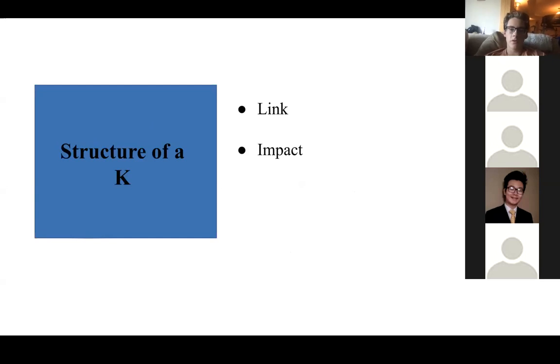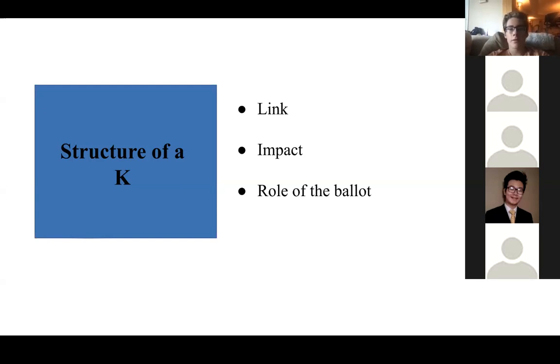Now let's talk about the structure of a K. Pretty simple. It's a link, an impact, and a role of the ballot. Let's talk about what each one is. The link to the critique talks about why exactly you violate the principle that they're talking about. Let's say they're running a gendered language related critique. The link would be where they establish that you have used gendered language and you have therefore engaged in the structure that the critique says is such a terrible thing. That's basically what a link is.